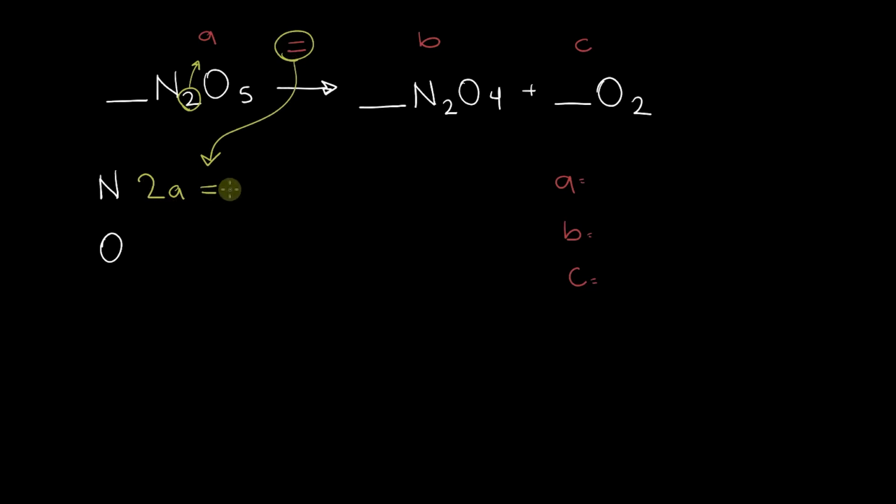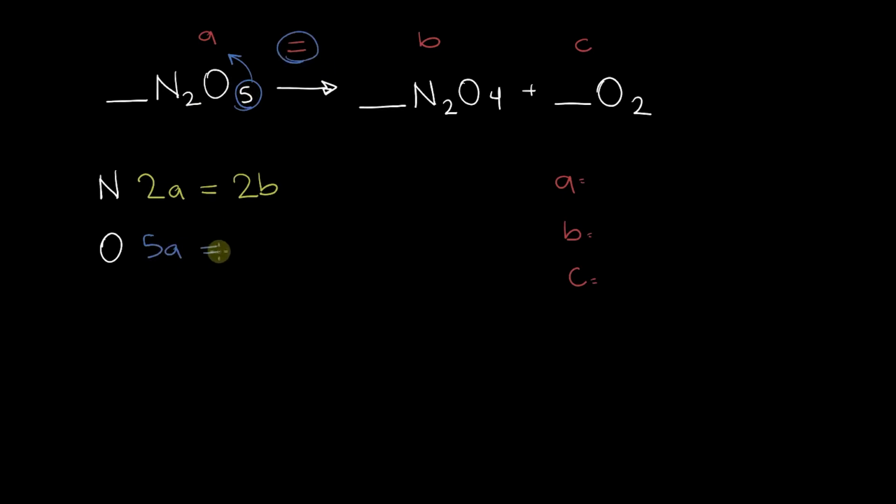It's important to note that every time that we go over to one side of the equation, the arrow will always be the equal sign. On the products side, we have 2 moles of nitrogen also. So we write the number of moles and the variable assigned, in this case, B. For oxygen, we have 5 moles in A. So that's 5A equals 4B.